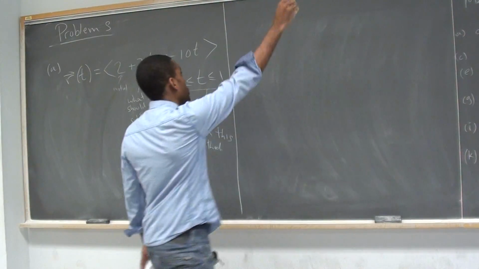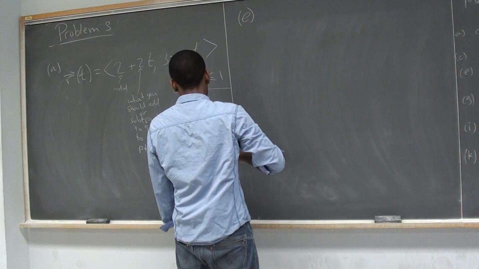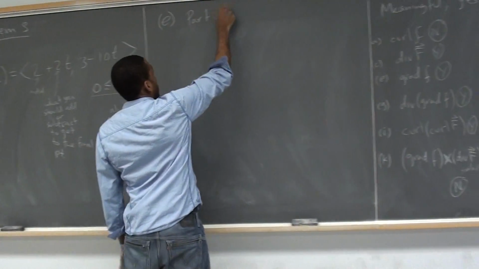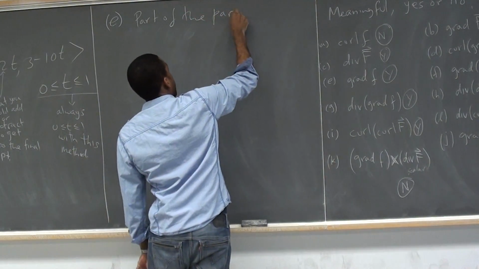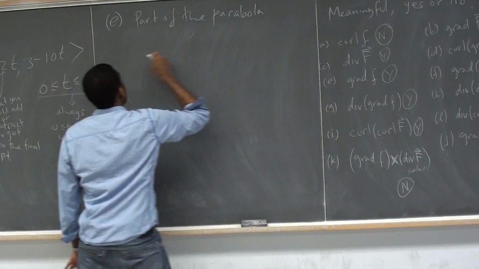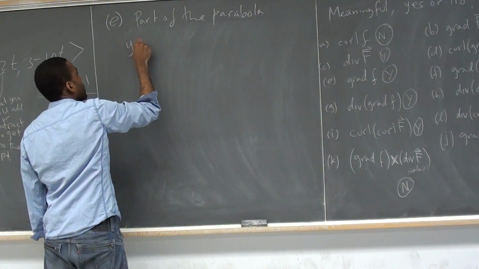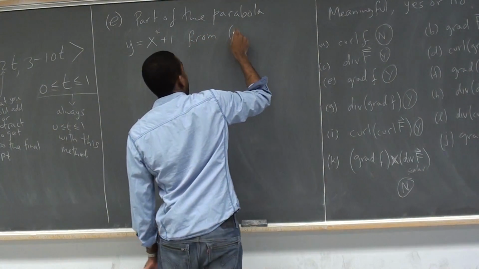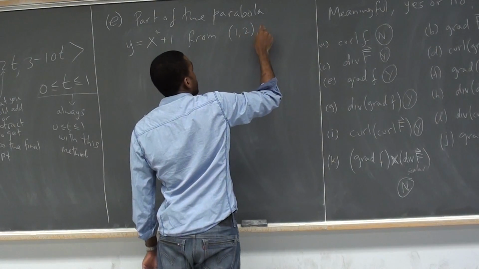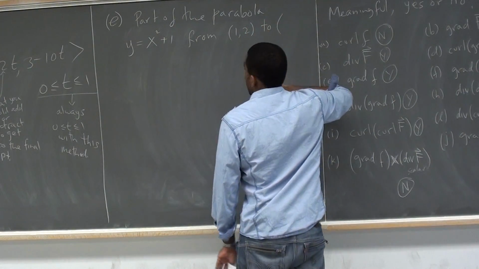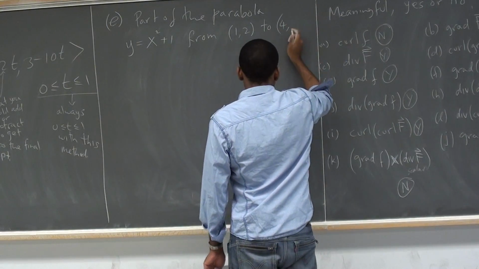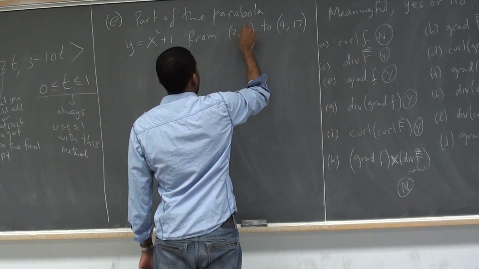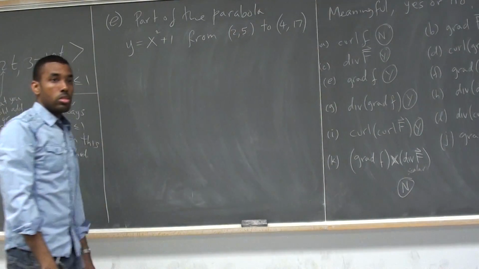Okay, let's do another example that covers here. Say the part of the parabola y equals x squared plus 1 from the point 1, 2 to the point 4, 17. Let's make this a little bit more interesting. 2, 5. You think of an example like that, right?